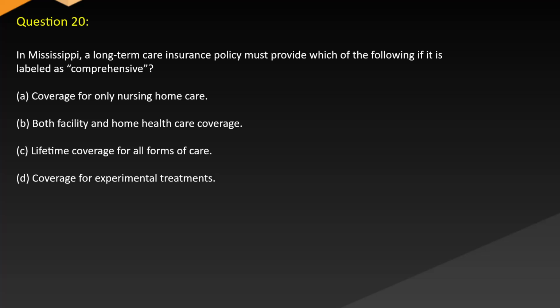Question 20. In Mississippi, a long-term care insurance policy must provide which of the following if it is labeled as comprehensive? A. Coverage for only nursing home care. B. Both facility and home health care coverage. C. Lifetime coverage for all forms of care. D. Coverage for experimental treatments.